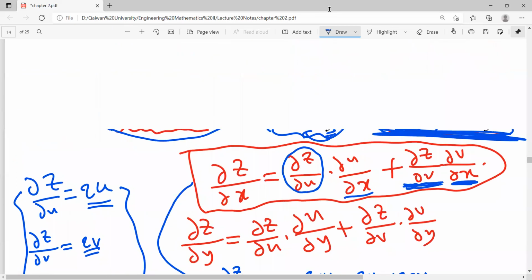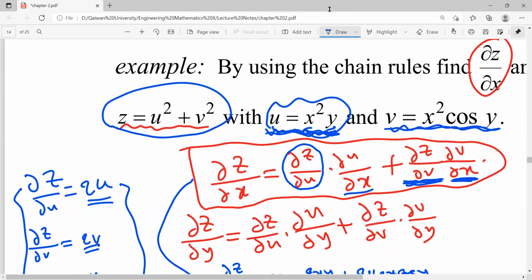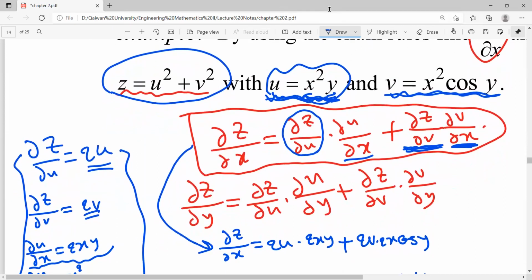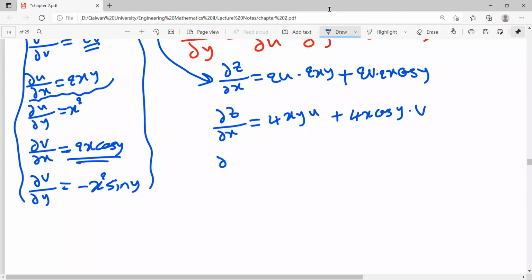Here, we have u is x squared y. That means we replace u by x squared y. And we replace v by x squared cosine y, sorry. In the result, we must have only x and y. So here we replace u by x squared y and v by x squared cosine y. Let's do it.